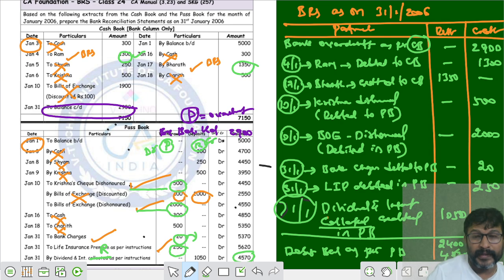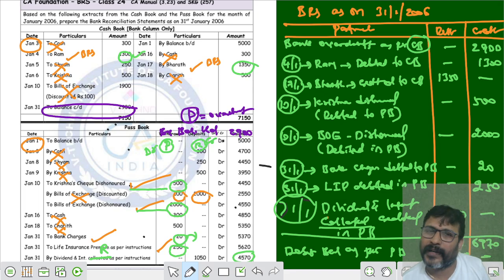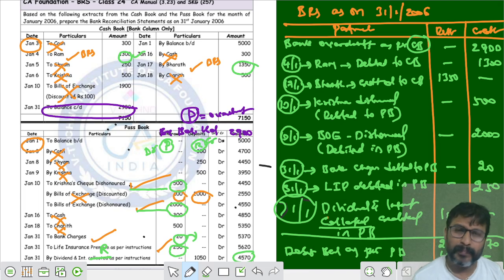Here, when the months are same, do the BRS for different things, different persons. Ignore the same person, same thing appearing in both the cash book and passbook.